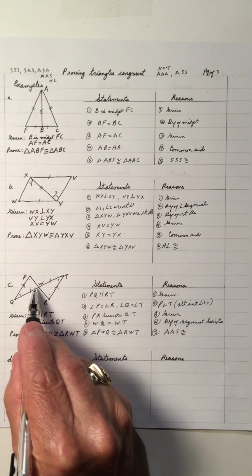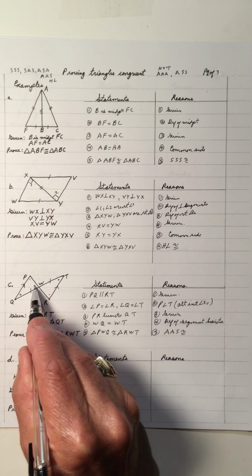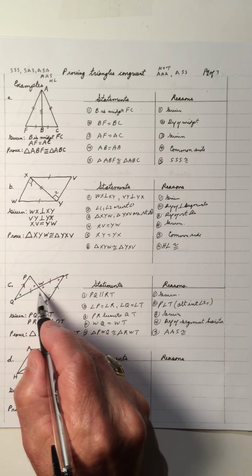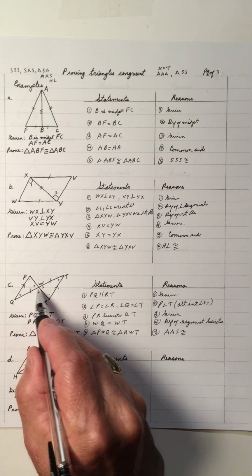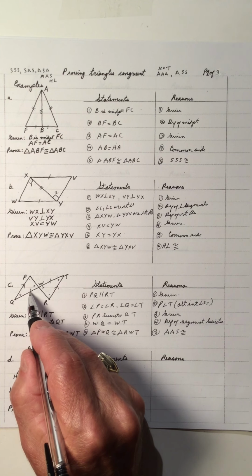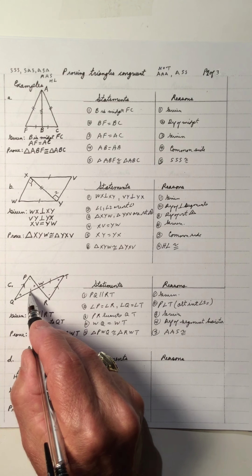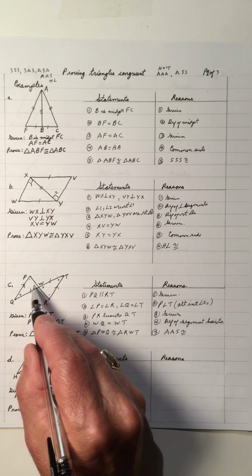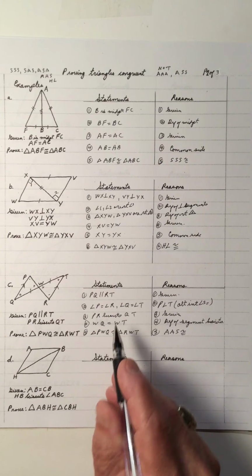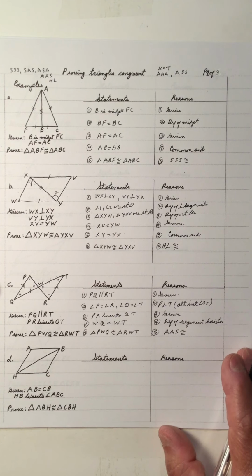I could have also stated that this angle right here and this one, PWQ and RWT, are equal by vertically opposite angles, and I could have had an AAS going this way, or I could have had an ASA. If I named those two and these two, then I could have an ASA. But I used both angles dealing with the parallel lines.